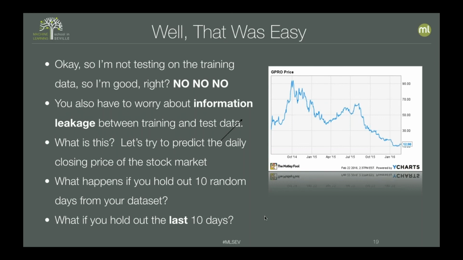So what's information leakage? As an example, let's try to predict the closing price of the stock market. Let's hold out 10 random days and see if I can predict the correct closing price for those 10 random days. That's going to be pretty easy, right? If you just hold out a random day from the data set, you know the opening price of the previous day, and you know the opening price of the next day. So probably the closing price of that day is going to be in between the opening prices of the day before and the day after. And because you've just selected a random day as holdout data, the day before and the day after are probably in your training set.